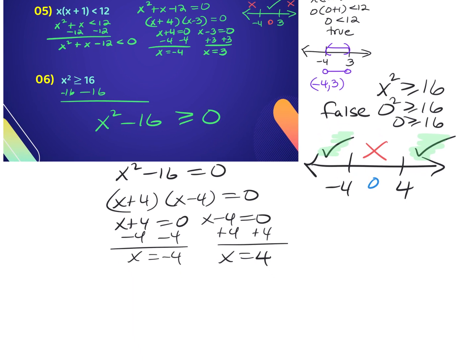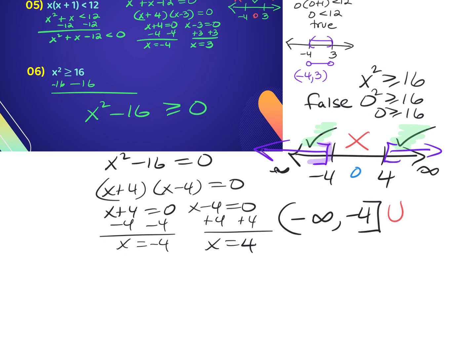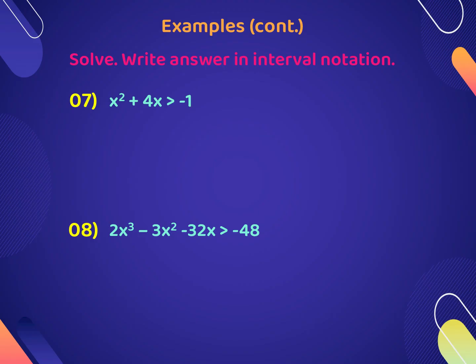So in interval notation, because it's got the greater than or equal to, bracket going to -infinity, bracket going to infinity. So in interval notation, -infinity up to -4. -4 gets a bracket. Infinity always gets a parenthesis. And then from +4 up to infinity, 4 gets a bracket. Infinity gets a parenthesis. All right, number 7.